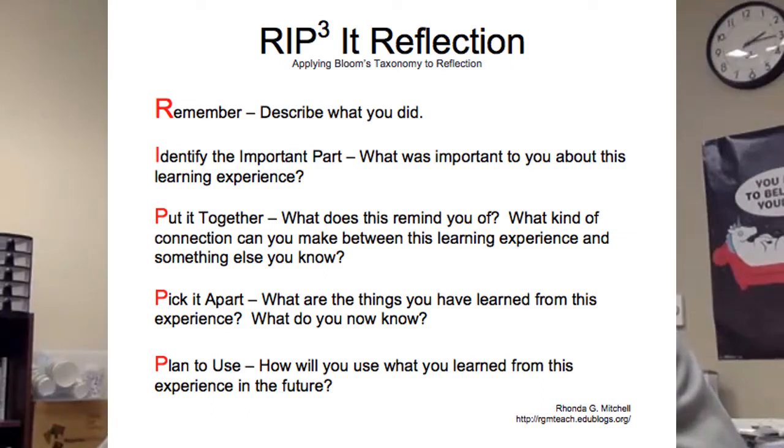P, the first P, is putting it together. So what kind of connection can be made between the learning experience and their own lives? So metacognition or something else that they know. The second P is pick it apart. So break it down and talk about what they personally learned from the activity. What did they learn from the lesson? And what do they now know? And you could ask a follow-up: what do they wish they did know that they didn't learn from it?